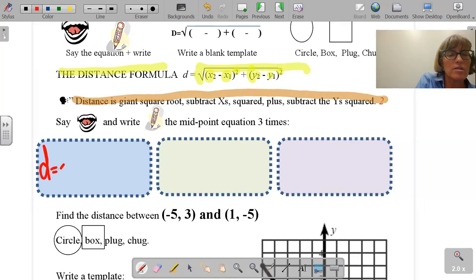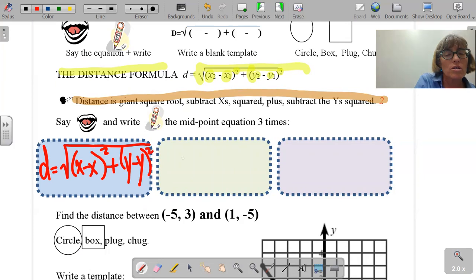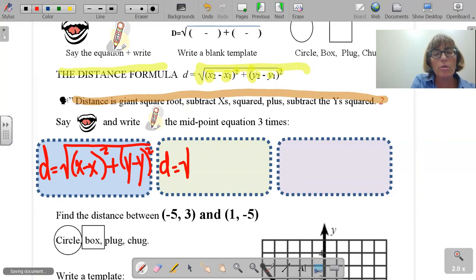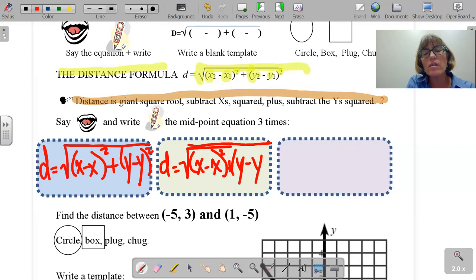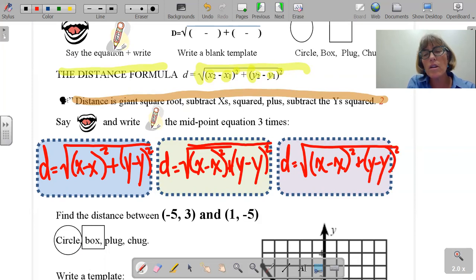Distance is giant square root, subtract the x's squared plus subtract the y's squared. Distance is giant square root, subtract the x's squared plus subtract the y's squared. That's the distance equation.